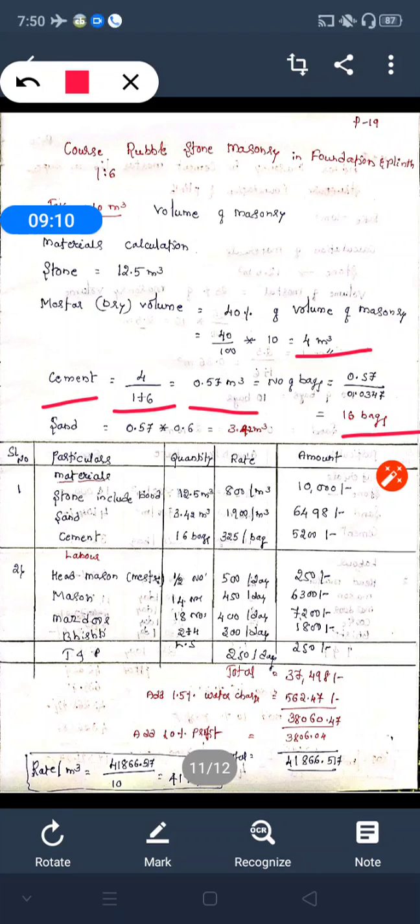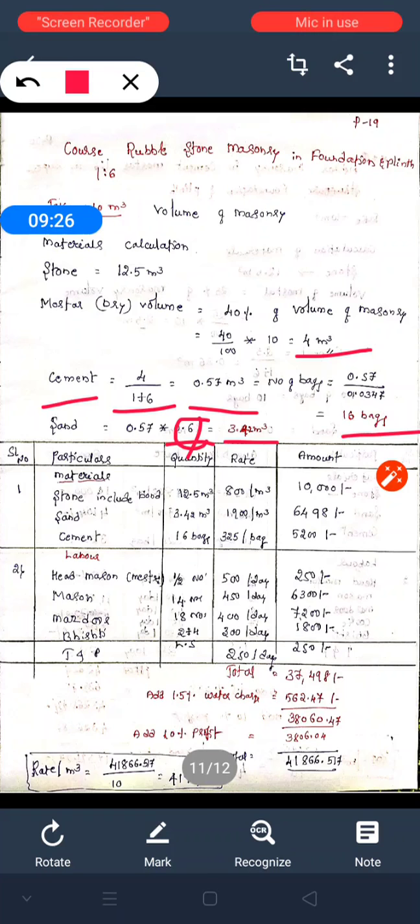And similarly for sand, 0.57 into 6, sorry for that. Then we got the total sand equal to 3.42, this is 0.6 here, sorry for that.